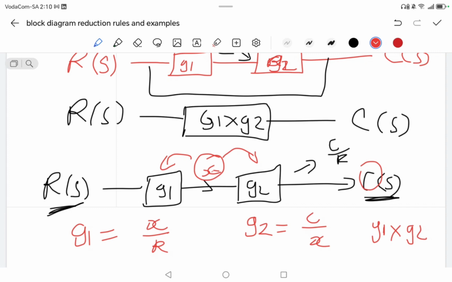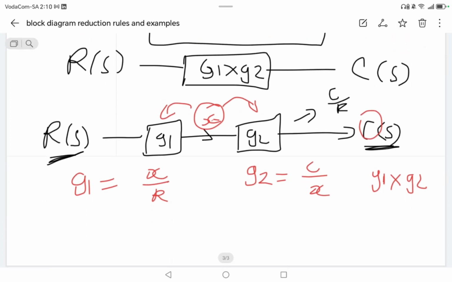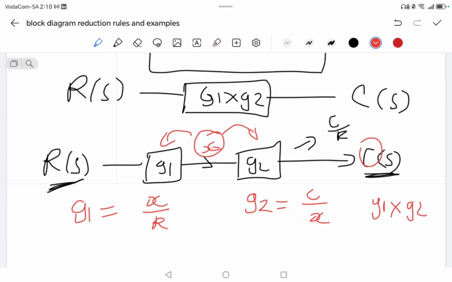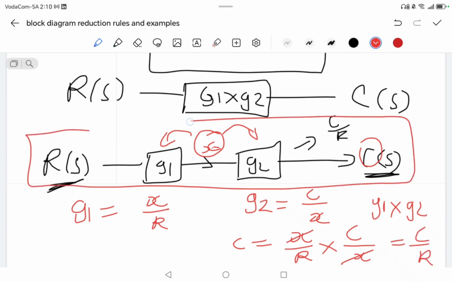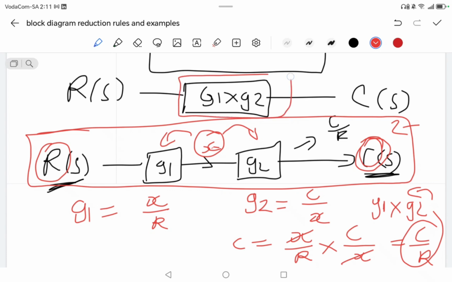So what do we do now? We say G1 multiplied by G2, that means it's X over R multiplied by C over X, and then this cancels this, and the final answer will be C over R. What is the output of the entire block? Didn't I say it will be C over R? So that emphasizes that the rule is right. You can just forget about this. This is not as important as knowing exactly this. Here I was just proving it to you.